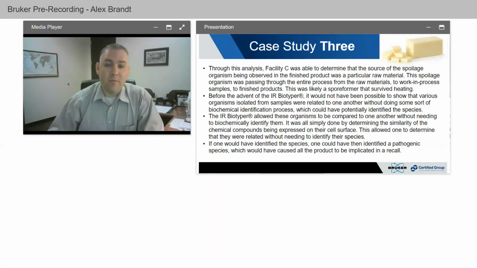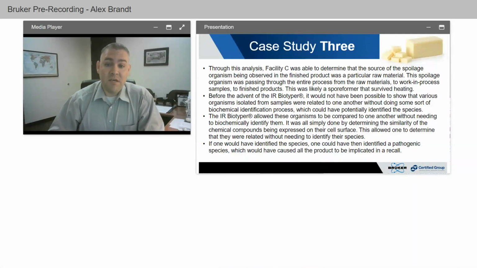Before the advent of the IR biotyper, this would not have been possible: showing that these various organisms we isolated from the samples were related to one another without having to do some sort of biochemical identification process. That could have actually identified the species, and that was not something the customer wanted to do here. So it was very nice that the IR biotyper was available to allow them to compare these organisms to one another without needing to biochemically identify them.